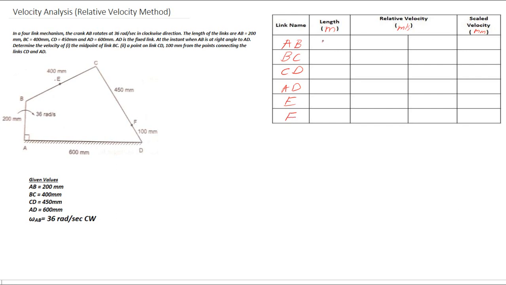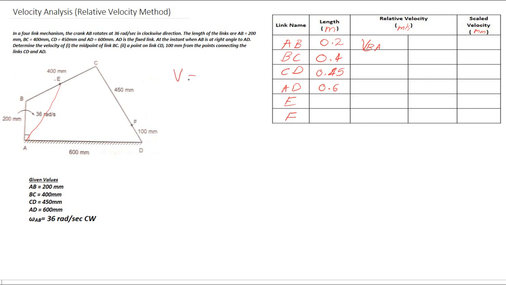The length of the link AB is 0.2 meter, BC is 0.4, CD is 0.45, and AD is 0.6. Next we have to find the relative velocity. First we have to find the velocity VBA, the velocity of B with respect to A. So what is the velocity of B with respect to A?